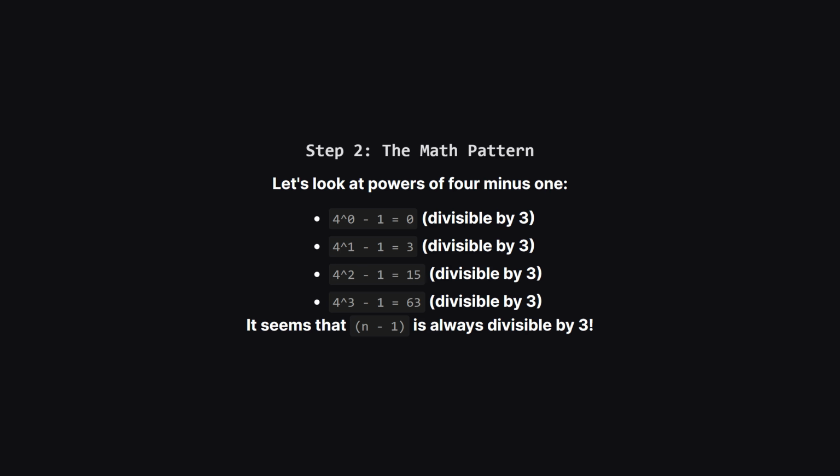Let's examine the numbers again. If you take any power of 4 and subtract 1, look what you get. 1 gives you 0, 4 gives you 3, 16 gives you 15, 64 gives you 63. Notice a pattern? All of these results, 0, 3, 15, 63, are divisible by 3.